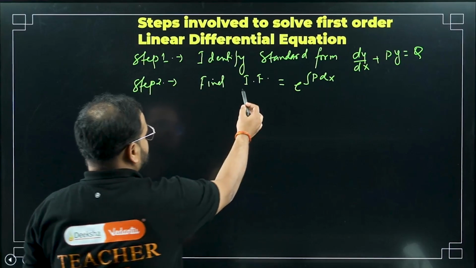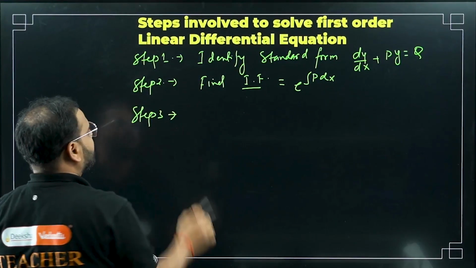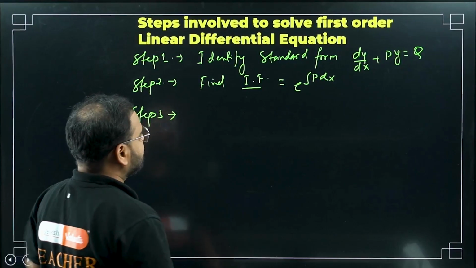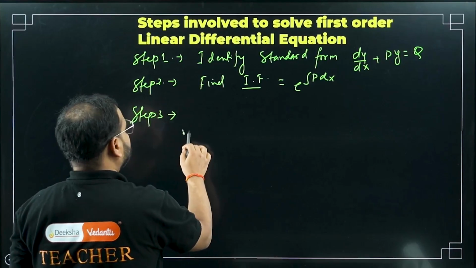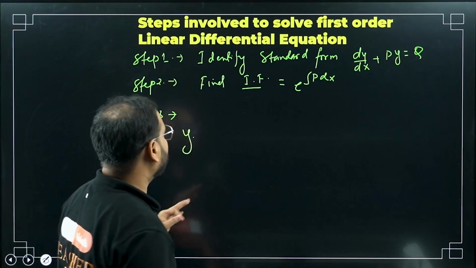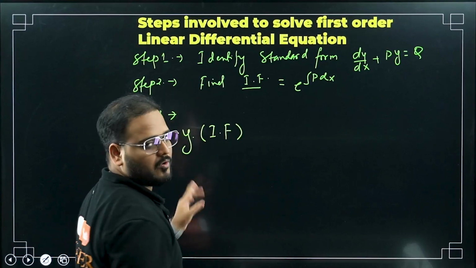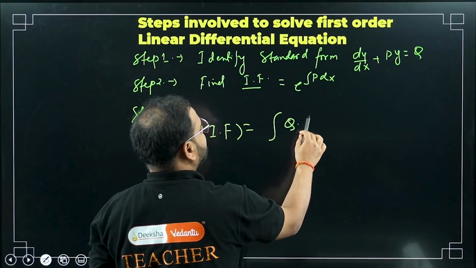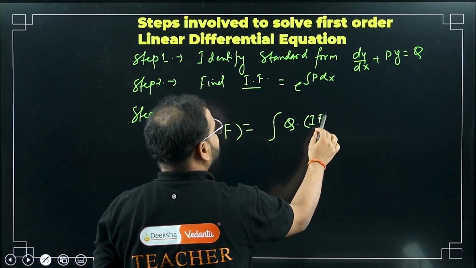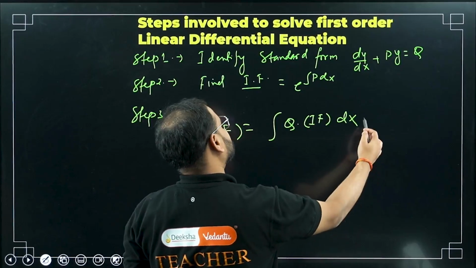step 3. Write it like that. So check here, whatever is the dependent variable, that will come first. So you write y here, and then what are you going to write? IF, only this part on the LHS side. RHS side, integral of q with IF dx. Integration is there, so plus c will come.